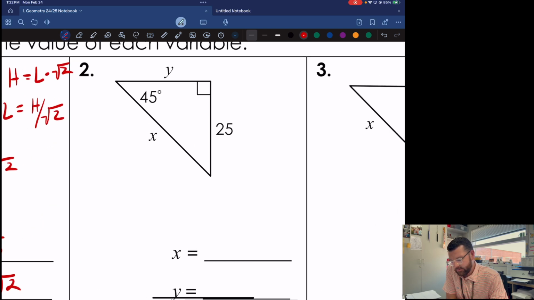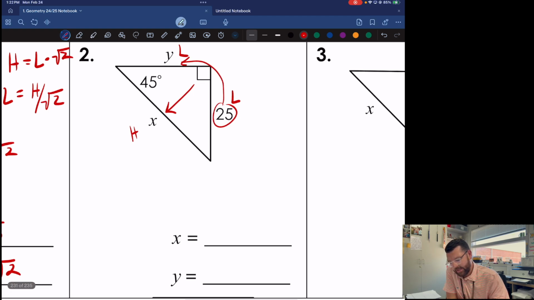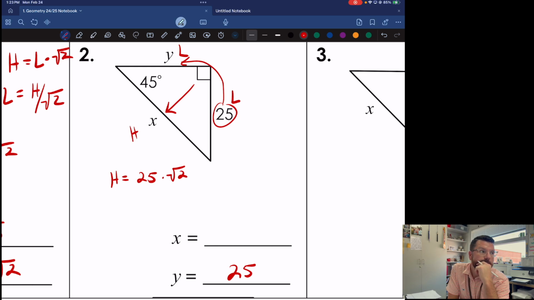Next, I'm going to go to number 2. Identify my hypotenuse. My legs are congruent. So y equals how much? Again, to find the hypotenuse, you take the leg, multiply it by the square root of 2. So what is my x value? Okay.